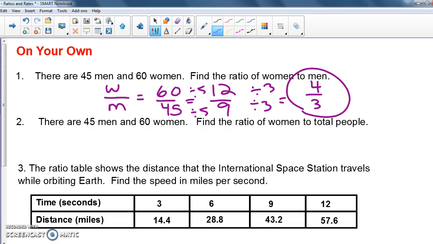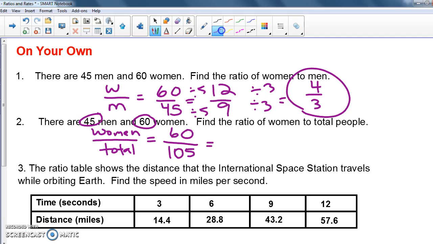Now, the same problem, find the ratio of women to total. Okay, so if I have women to total, that means I have 60. And if I look at the total, if I add these up, it's 105. Now, I need to simplify, so I'm going to divide by 5. And I'm going to get 12 on the top. And I'm going to get 21 on the bottom. I can simplify by 3 now. And that's going to give me 4 over 7.